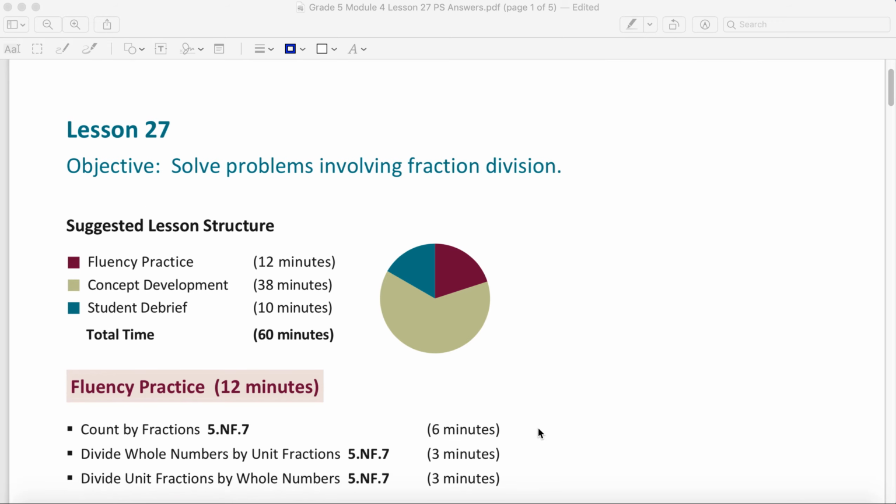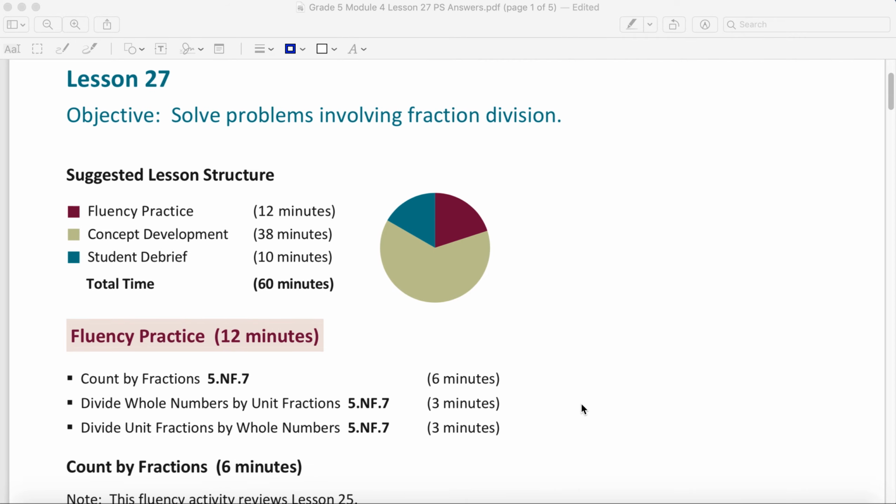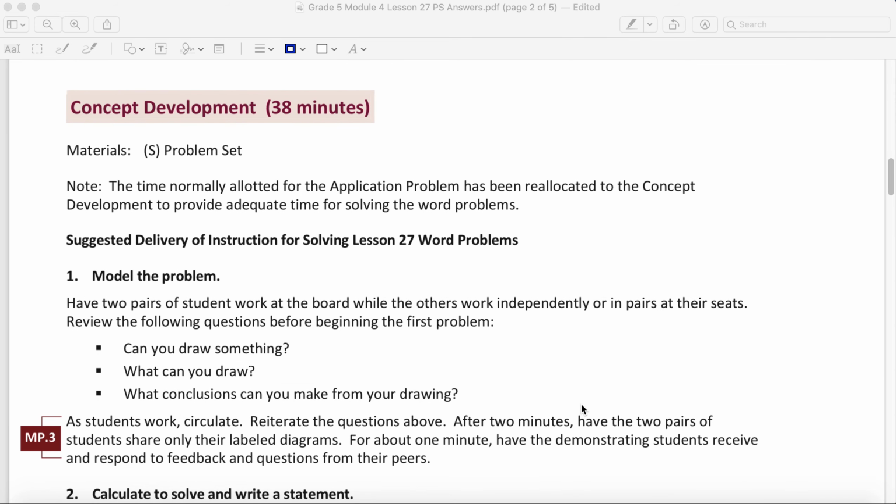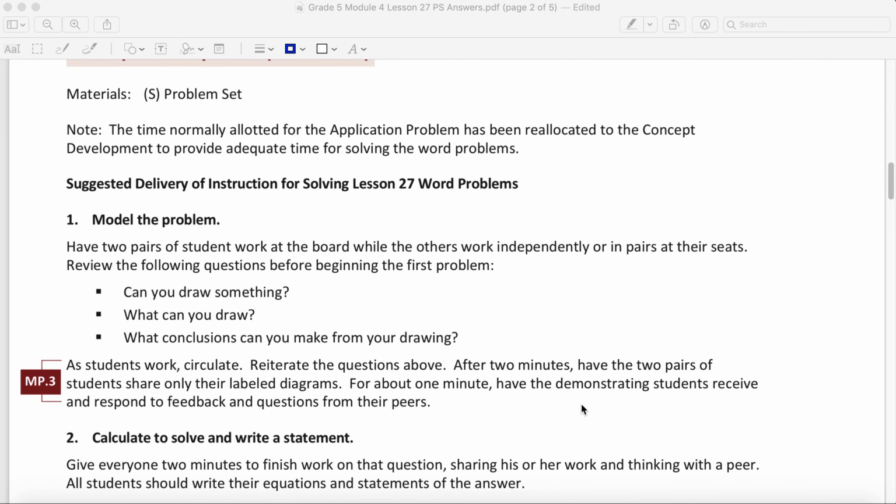So anyway, we're at lesson 27 and our objective is to solve problems involving fraction division. Just as you know, a couple lessons ago, Eureka stopped and asked you to solve a few problems to see if you really get it. So that's what's happening in this lesson, okay? All right, so there's no application problem. They go right into the word problems.